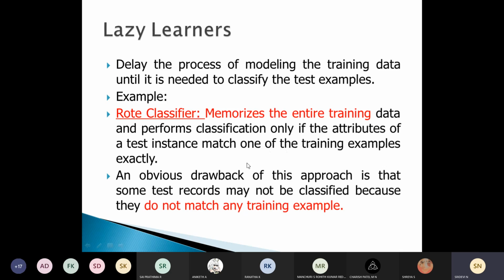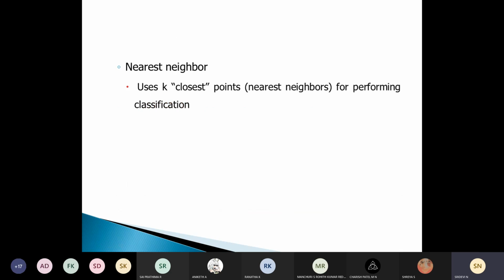It is not exactly the same thing, because the rote classifier was looking for a training example which would exactly match the test instance, which served as a drawback because it was not able to classify some test records. To overcome this, we have nearest neighbor, wherein we just try to find relatively similar attributes to the test example, and these examples are known as nearest neighbors, and they can be used to determine the class label of the test example.